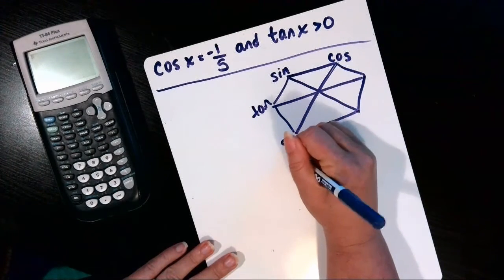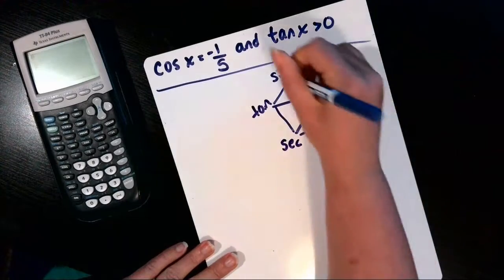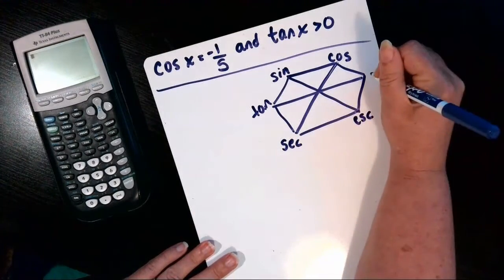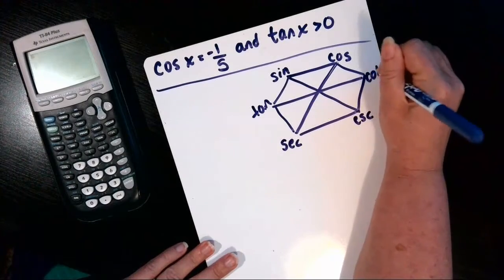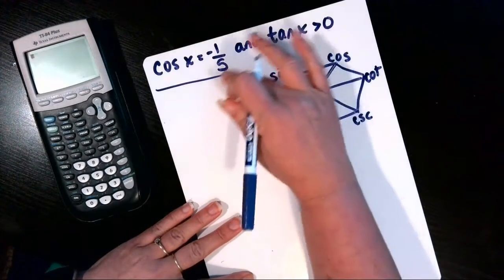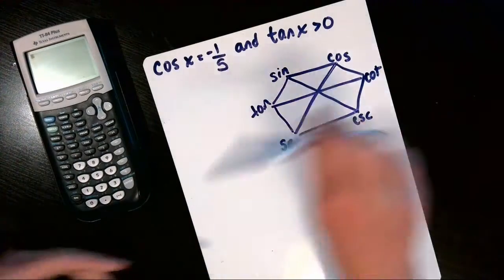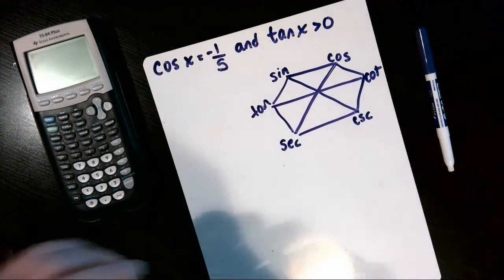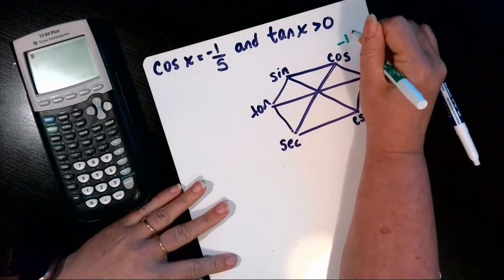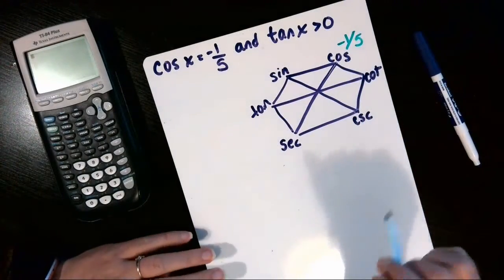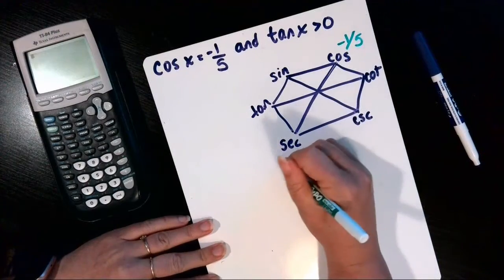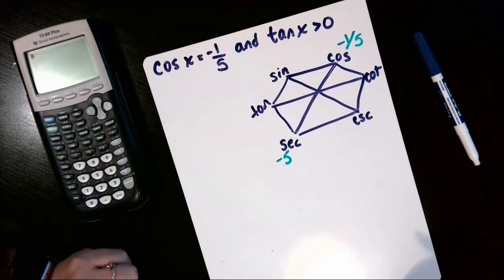So secant is the reciprocal of cosine, cosecant is the reciprocal of sine, and then the reciprocal of tangent is cotangent. Okay, so let's go ahead, make some room up here, and then with a different color, we'll fill in our given information. So the cosine is -1/5. And the reciprocal then, secant, would be the reciprocal of -1/5, which is -5.